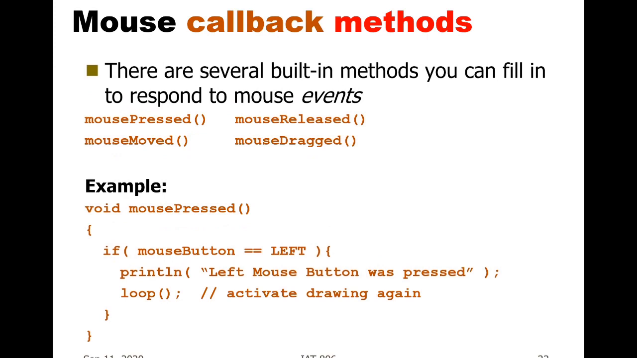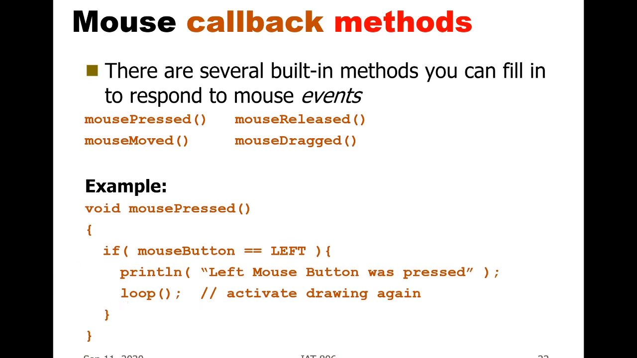These are methods you define that Processing is expecting, and if you define it, it will call it at the appropriate time. So what happens is these callback methods called mousePressed, mouseReleased, mouseMoved, and mouseDragged are called automatically by the Processing system if the user has pressed a mouse button, released a mouse button, moved the mouse, and dragged the mouse, that is to say, held the mouse button down and moved the mouse while the button is pressed.